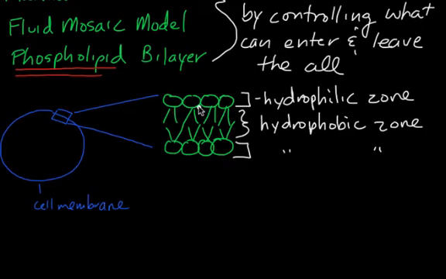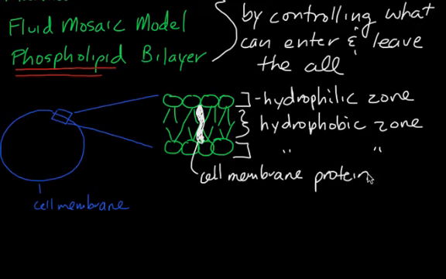Sometimes we'll see things like protein. So there might be a protein embedded on the inside that can help with transport or identification or communication. So we could also have a cell membrane protein. And then the last thing that you might see embedded inside of this structure is something called cholesterol.